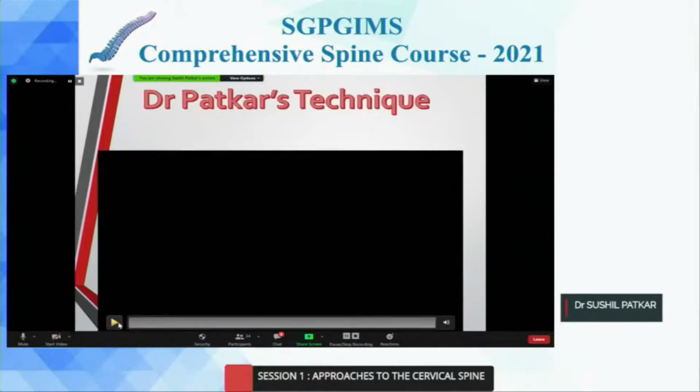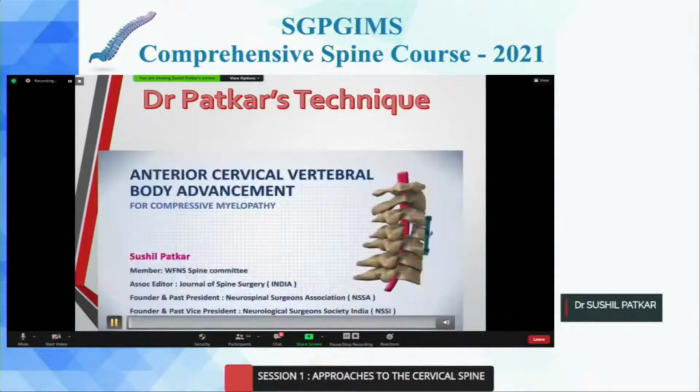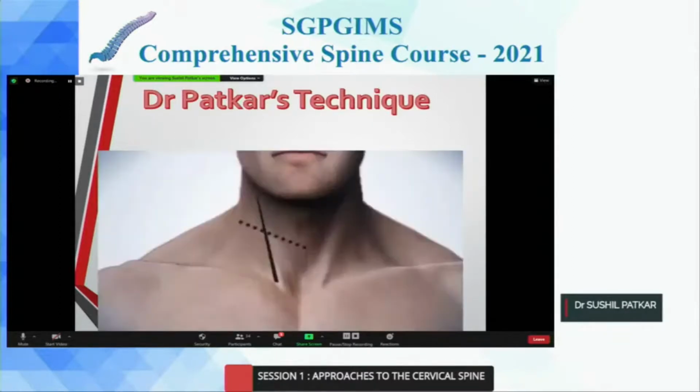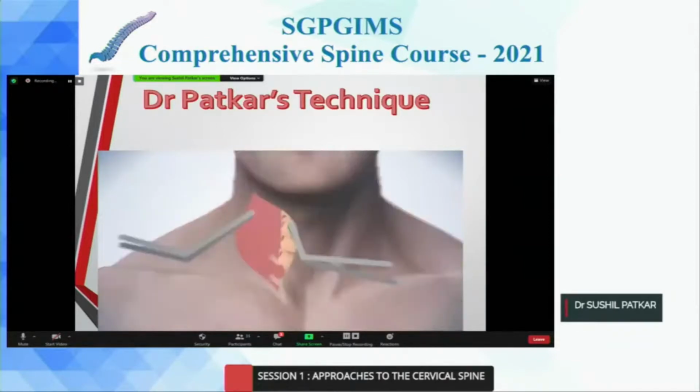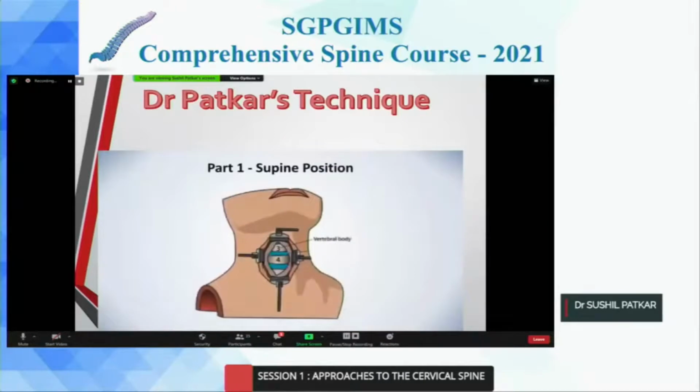I devised a technique, which I have been showing since the year 2015, to avoid this problem of dural rent during decompression. The technique was simple, which involved exposing the spine like always. We all are aware of how to expose the spine.